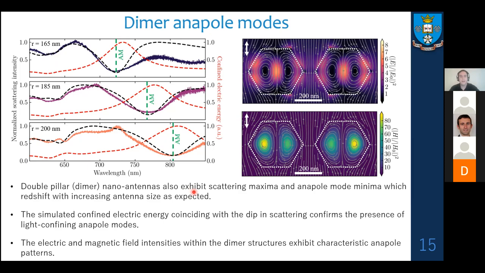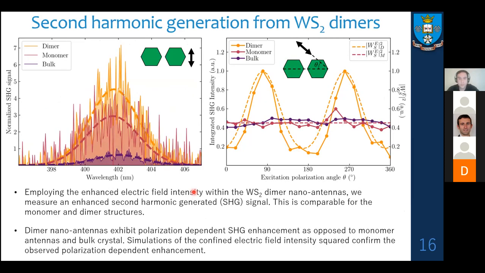And we subsequently use this to enhance the second harmonic generated signal. We see on the left here that we measure a much higher second harmonic signal from a dimer nano antenna than from a monomer nano antenna.